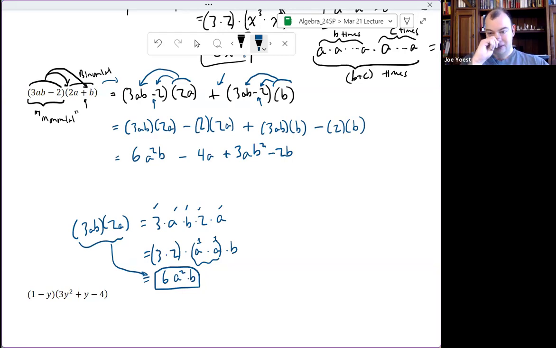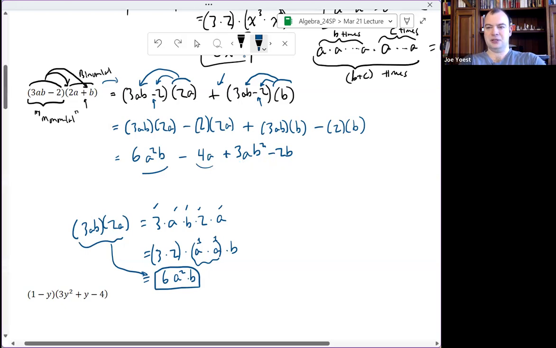I look for any like terms, anything I can combine together. This has a squared times b. I don't see any other terms with a squared times b. This term has just an a, no other terms with just an a. ab squared, no other like terms. Just the b, no other like terms. So this is as simple as we can get it.